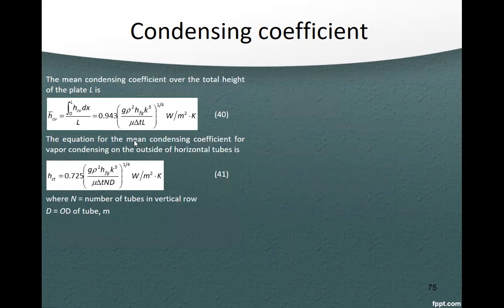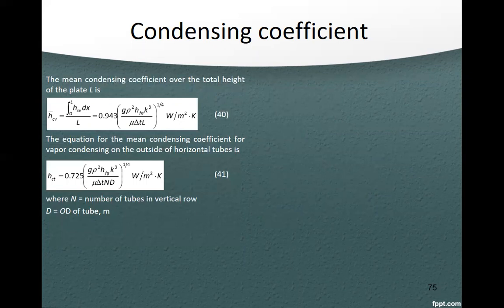So, the mean condensing coefficient over the total height of the plate L is equal to bar h sub cb, equal to the integral of h sub cb dx from 0 to L divided by L, is 0.943 times g rho squared h sub fg k cubed over mu delta T L, to the 0.25, in watts per meter squared Kelvin. Okay.